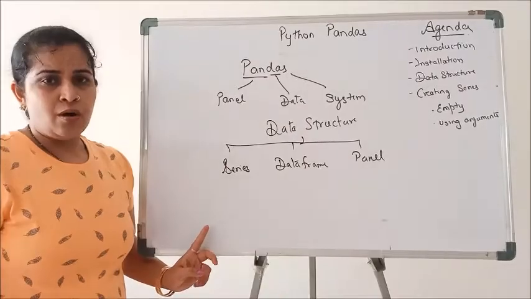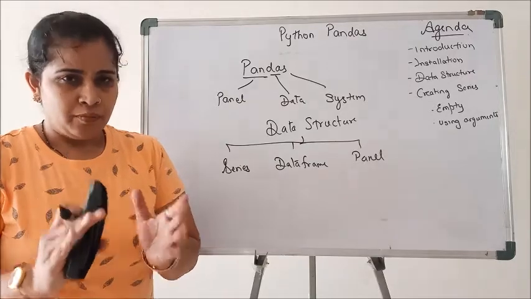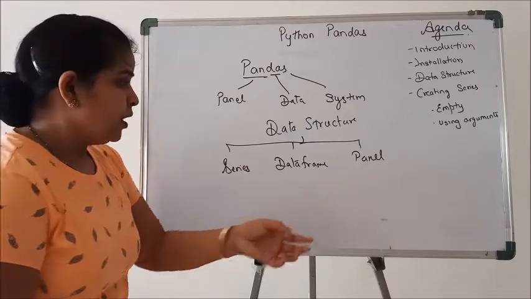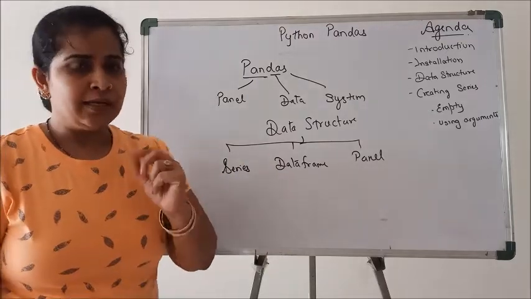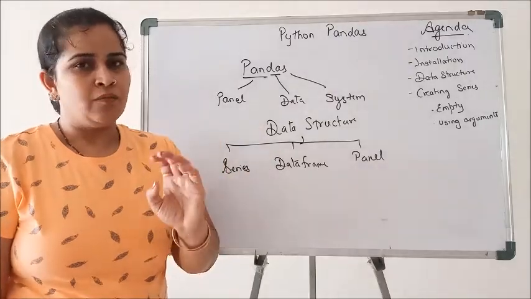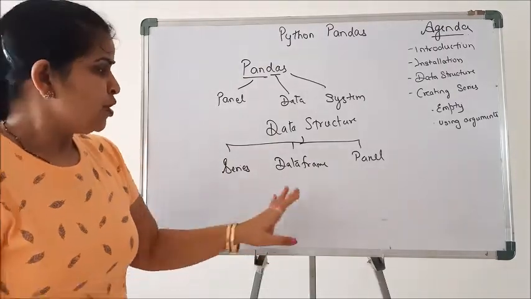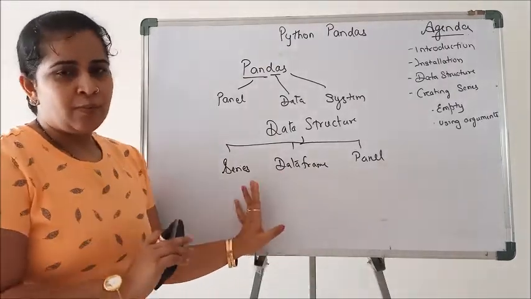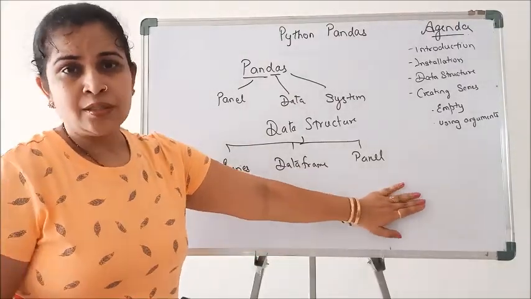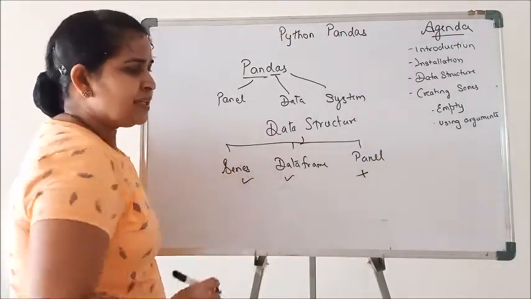Series is a data structure which is one-dimensional. It stores data in one dimension and it's a collection of homogeneous elements. Homogeneous means one type of value, may it be integer, float, or any other type. So it should have only one type of value. A data frame is two-dimensional and it can store heterogeneous values, multiple types of value. Panel, on the other hand, has three dimensions. This is not in our syllabus; data frame and series are in our syllabus.